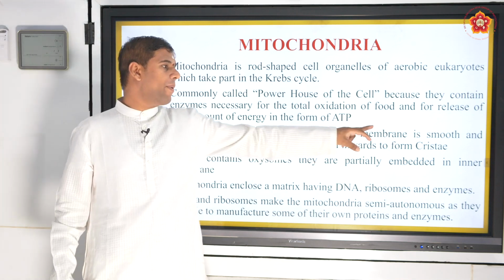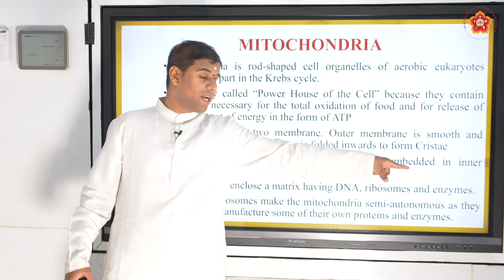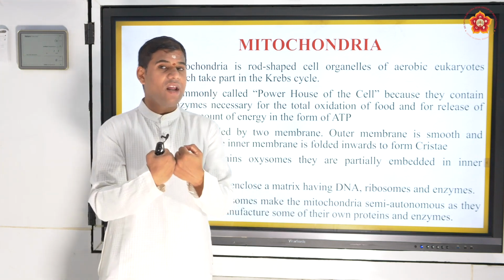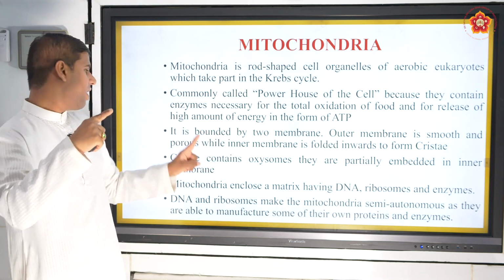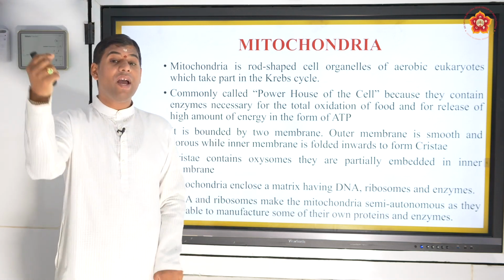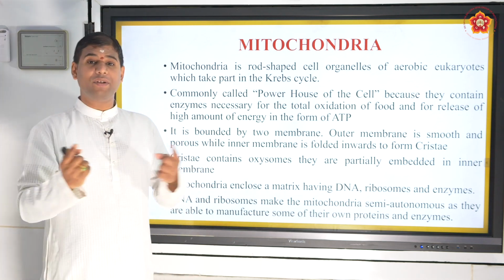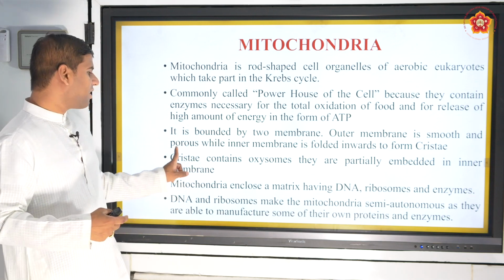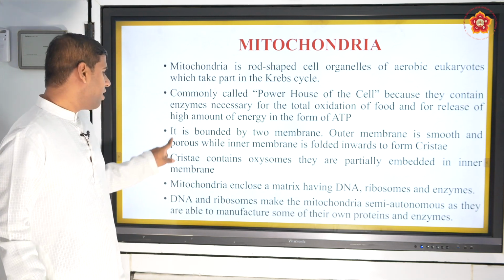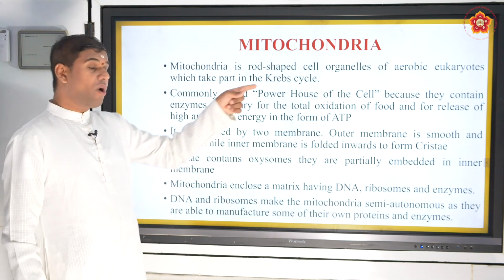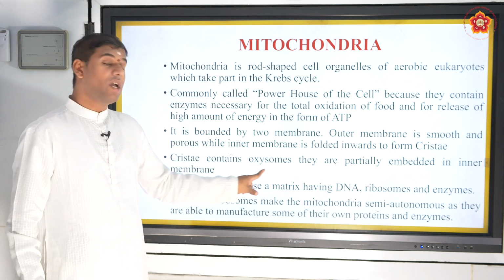One is the outer membrane, which is smooth and porous, while the inner membrane is folded inside. That's called cristae. The outer membrane is smooth and porous, which means it contains very small holes for the passage of things which has to take place, right? And this cristae contains oxysomes, which are partially embedded into the inner membrane. So you'll see how the cristae contain these partially embedded oxysomes.